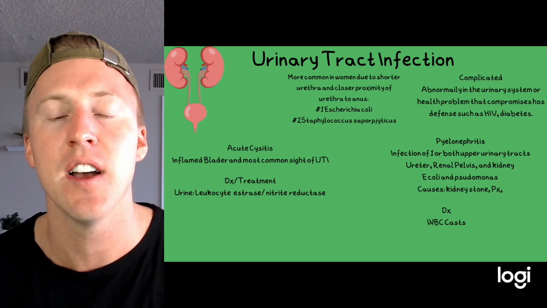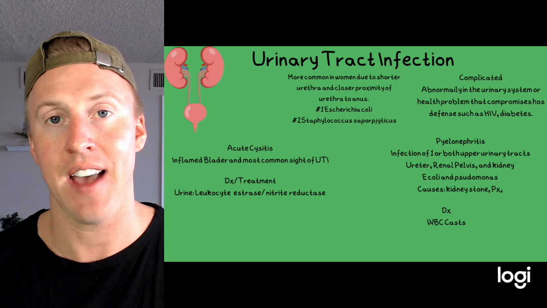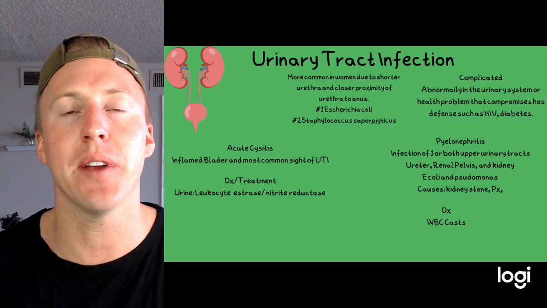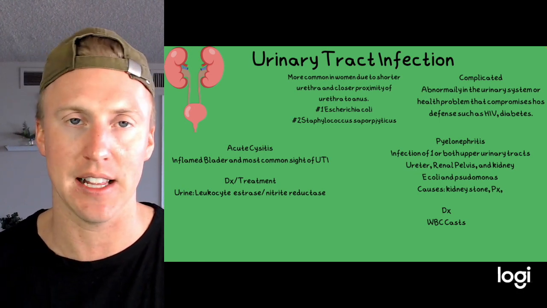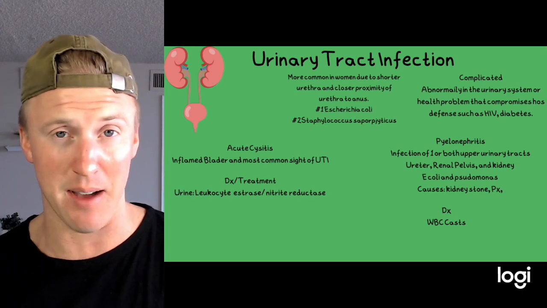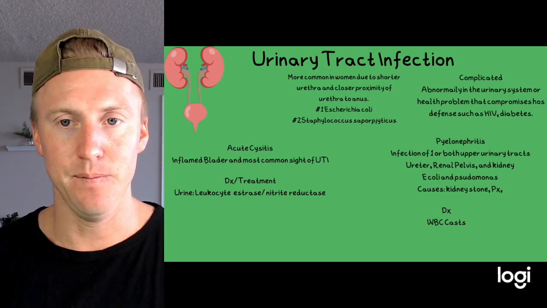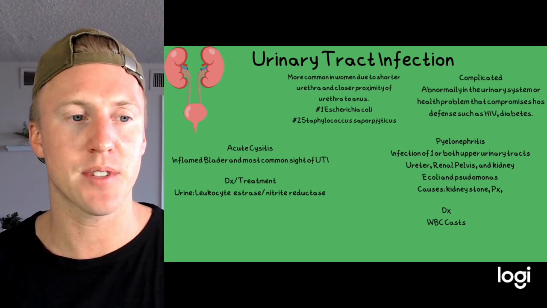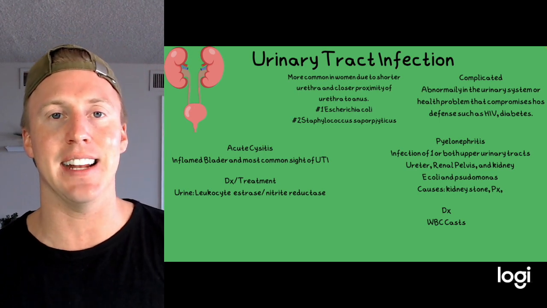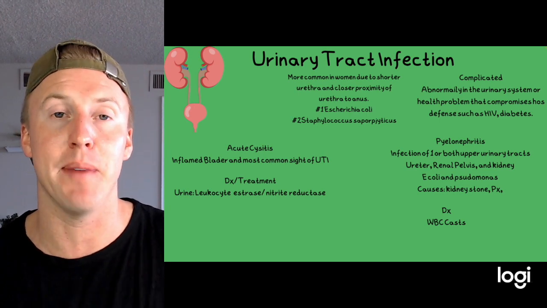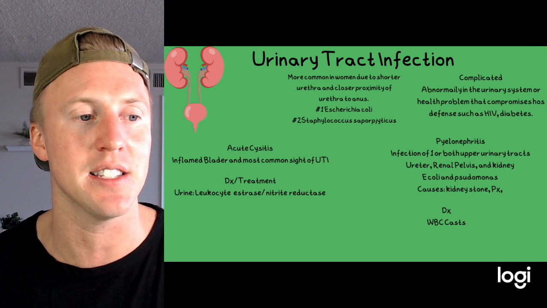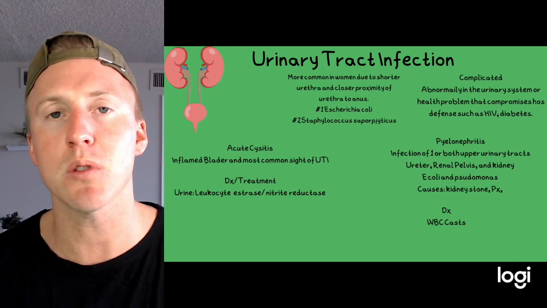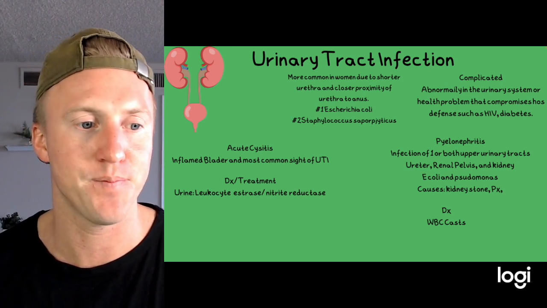E. coli and staph increase the risk of having a UTI. Now, we know in the hospital we're going to look at different ones like Klebsiella and stuff like that, but these are the most common in the community. As far as a UTI, the most common site we see is cystitis, which we know is the bladder, so inflammation of the bladder. So acute cystitis, or inflamed bladder, is the most common site we're going to see UTI.